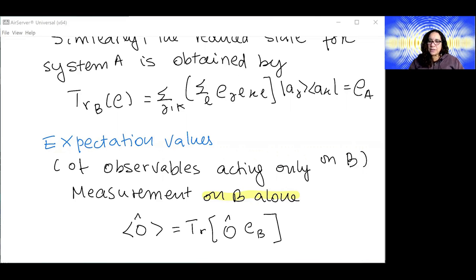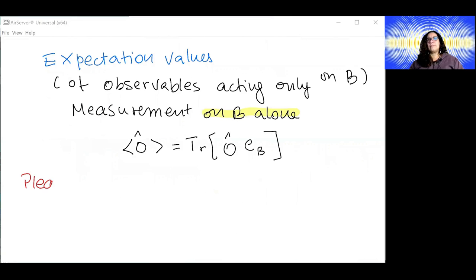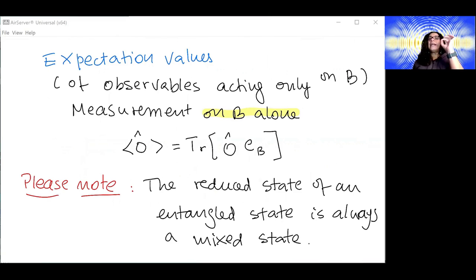And an important observation here, especially if you're talking about entanglement, is that the reduced state of an entangled state is always a mixed state. Which means that your density operator cannot be described by a single projector.